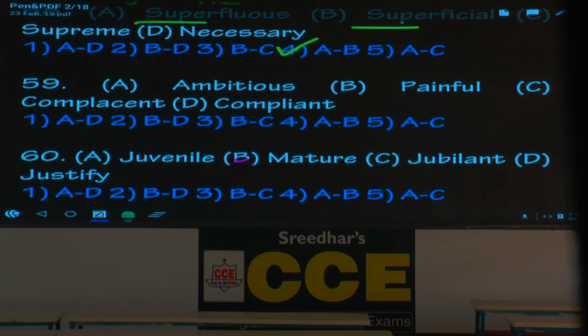Generally, we use it in the noun form. Please write the noun form. Complacency. Complacency is very dangerous. You lose your motivation. You don't feel like working. So, ambitious, you are motivated. Complacent, not motivated. They are opposite words.